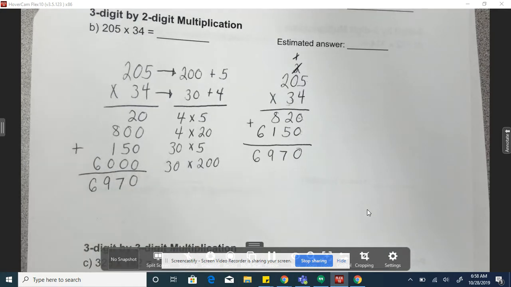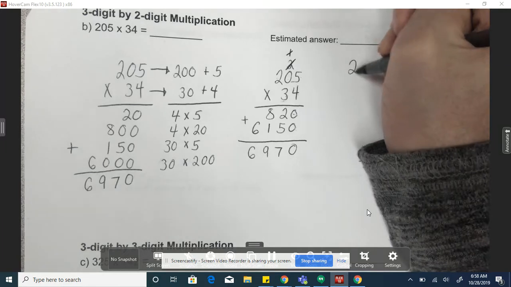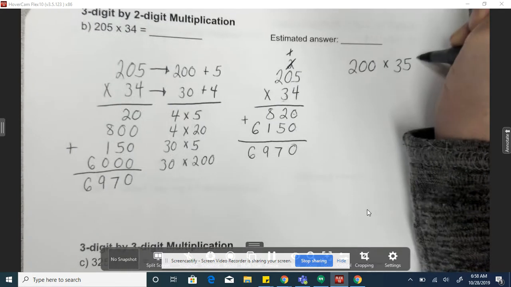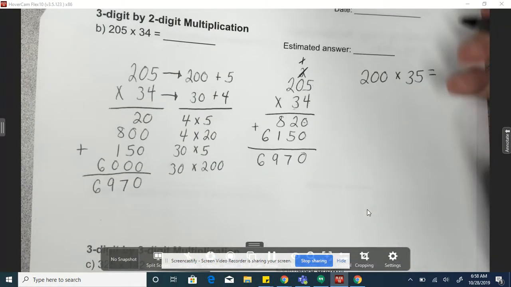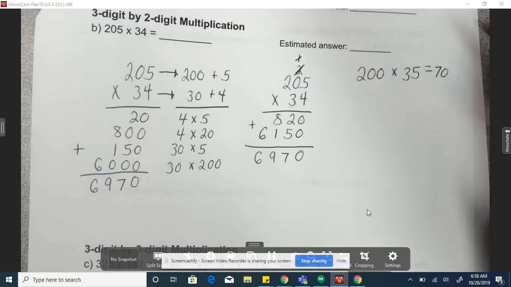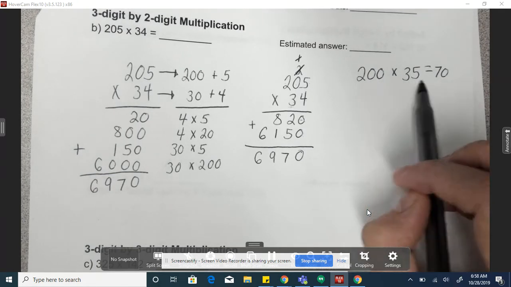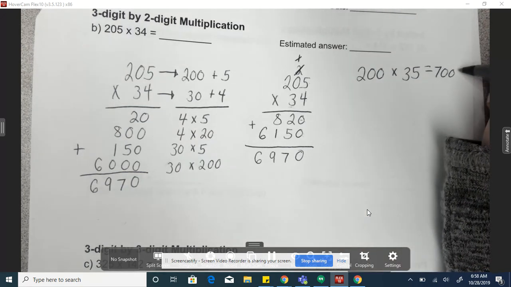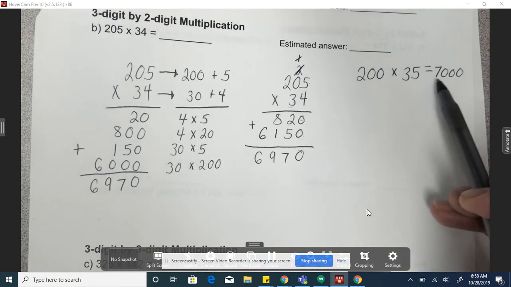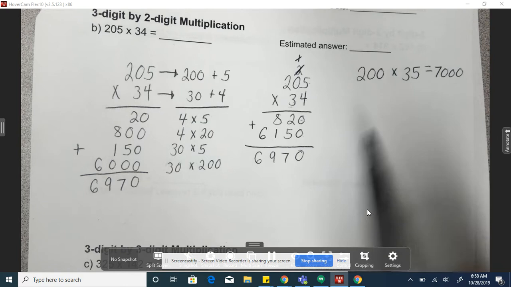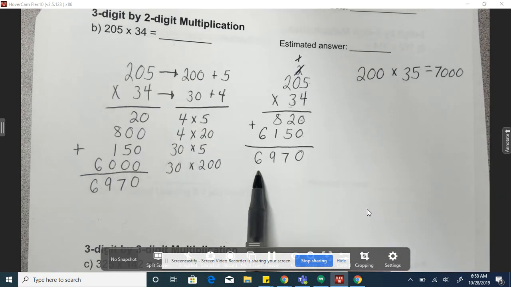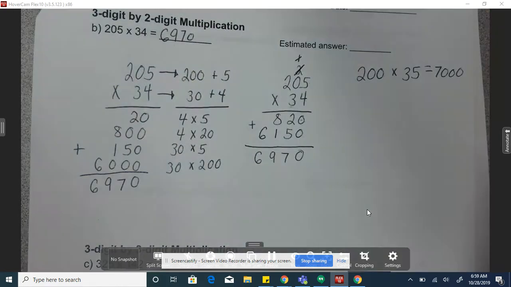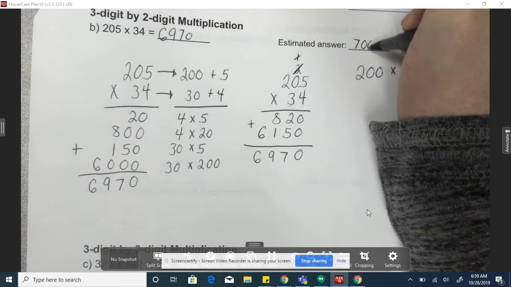Let's use estimation to see if our answer is reasonable. 205 I can round to 200, and 34 I can round to 35. I know 35 times 2 is 70. And I know hundreds times 35, this is 35 ones, so hundreds times ones is hundreds. So I'm going to add 2 zeros, so that it's 70 hundreds. 7,000 is my estimated answer. We're only 30 away, so I know that my answer is reasonable. I'm going to put 6,970 on my answer line, and I'm going to put 7,000 on my estimated answer line.